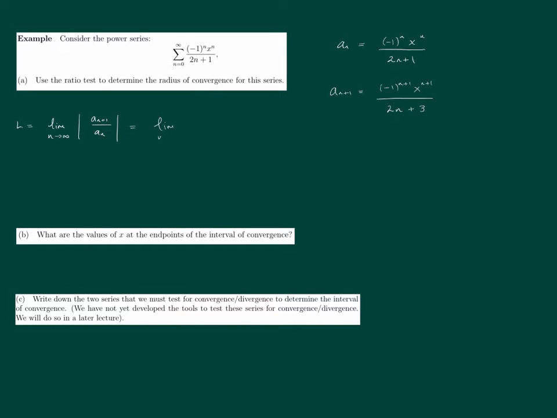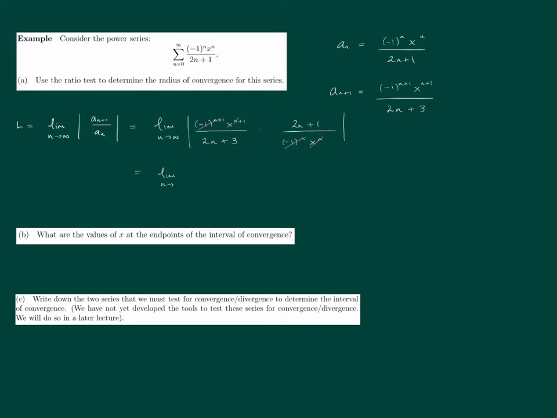Okay, so this is equal to the limit as n goes to infinity of (-1)^{n+1} x^{n+1} all over 2n+3, times flip a_n upside down, 2n+1 over (-1)^n x^n, take the absolute value. What cancellations do I get? The minus 1s I don't care because I'm taking an absolute value, and the x's I'll get a cancellation there.